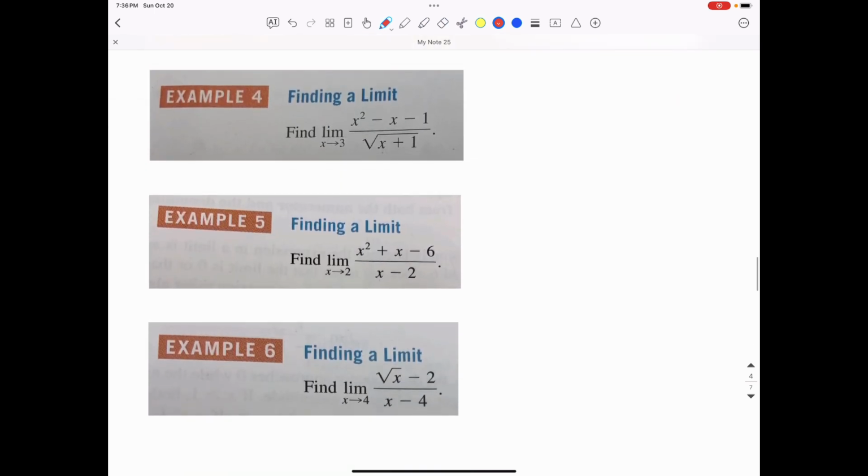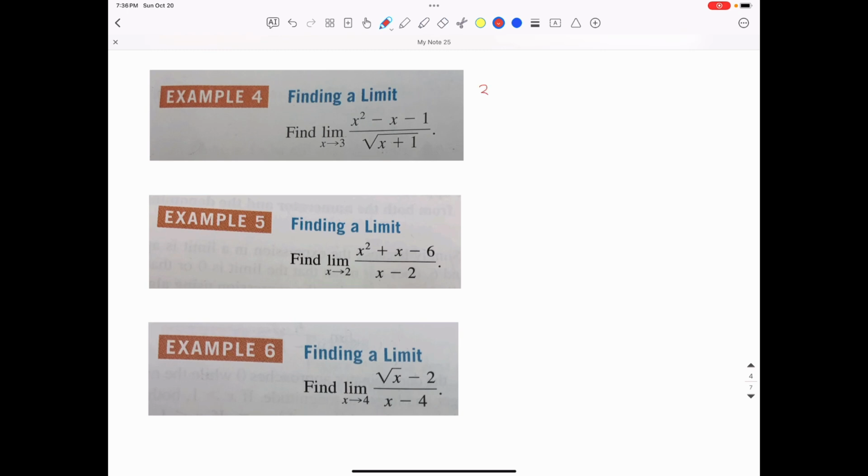Okay, so let's practice some techniques on finding limits. The first one is find the limit as x approaches 3 of x squared minus x minus 1 over the square root of x plus 1. The first thing we're going to do is check for direct substitution. Can I just plug 3 in for x and get an answer?